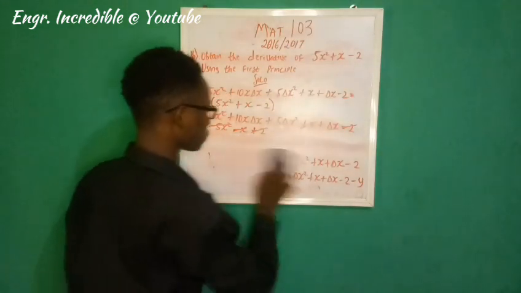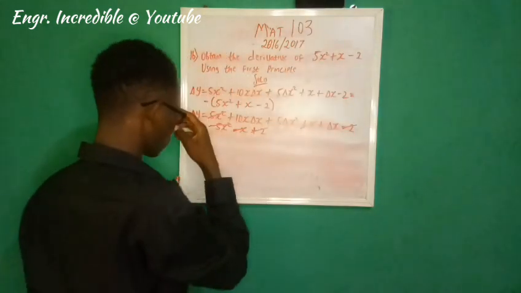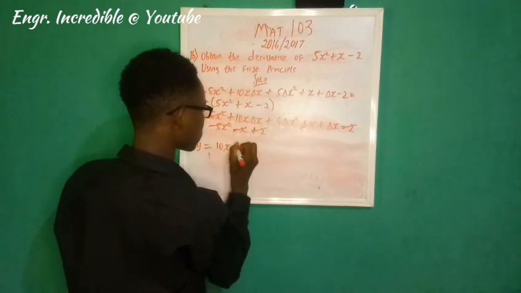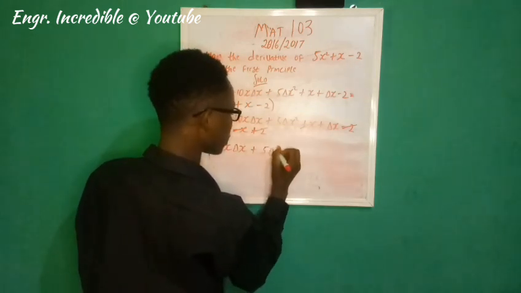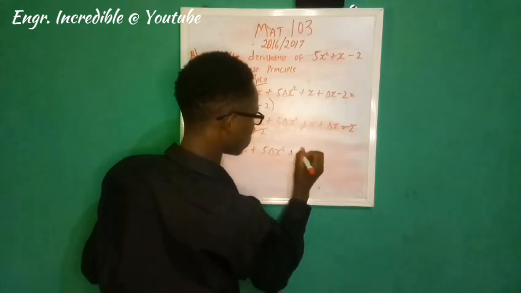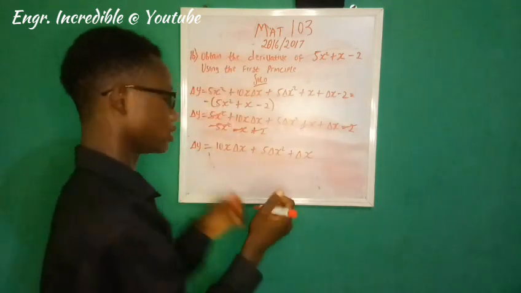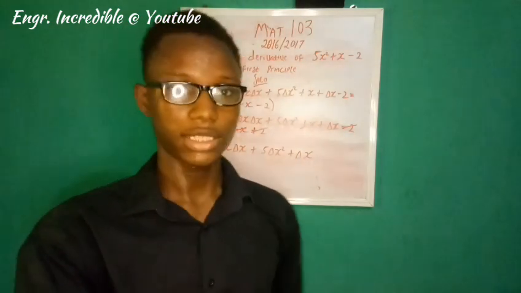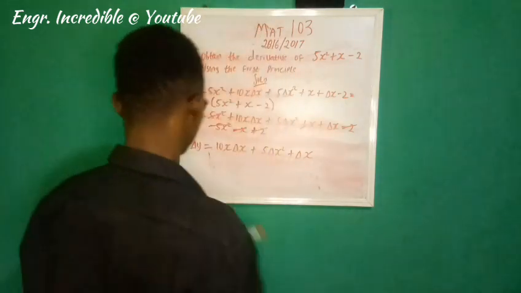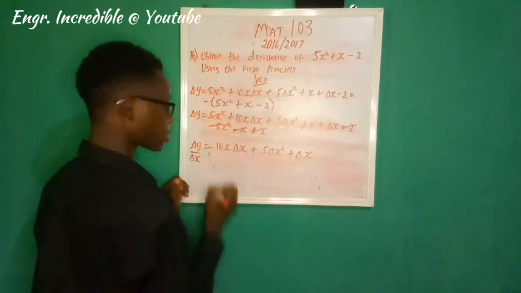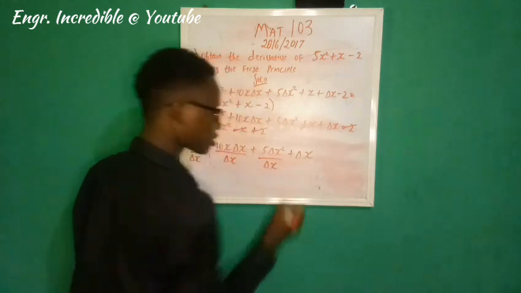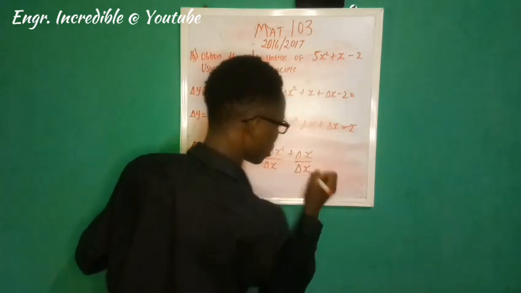We have our equation as delta y is equal to 10x delta x plus 5 delta x squared plus delta x, nothing else. So this is the equation right here. For almost the final step, we are going to divide everything in this equation by delta x. So we have delta y divided by delta x. We have this also divided by delta x. This one also divided by delta x. And this one also divided by delta x.